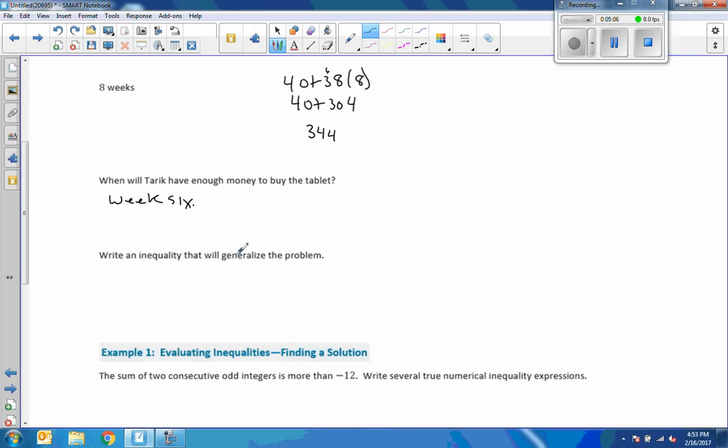It says write an inequality that will generalize the problem. Okay. Well, he can make $38 per week, plus he's already got 40, and he wants it to be not equal to, but must be greater than or equal to. Oh, it erased it. 38W plus 40. And that's got to be greater than or equal to the price of the tablet, which is $265, where W is the number of weeks he saved the $38.